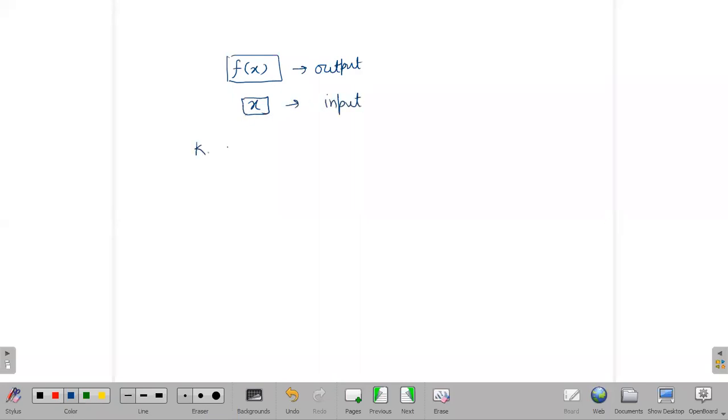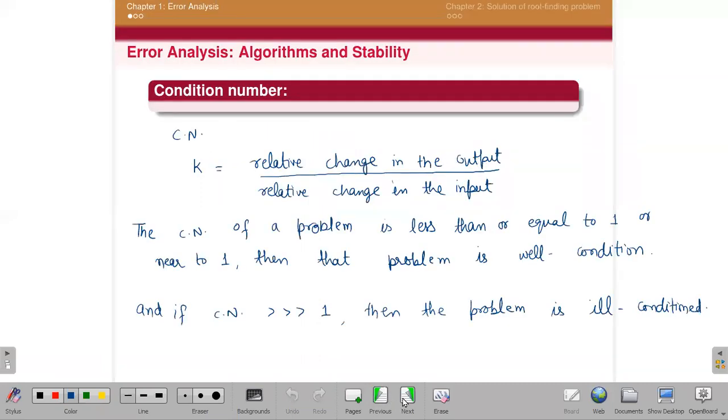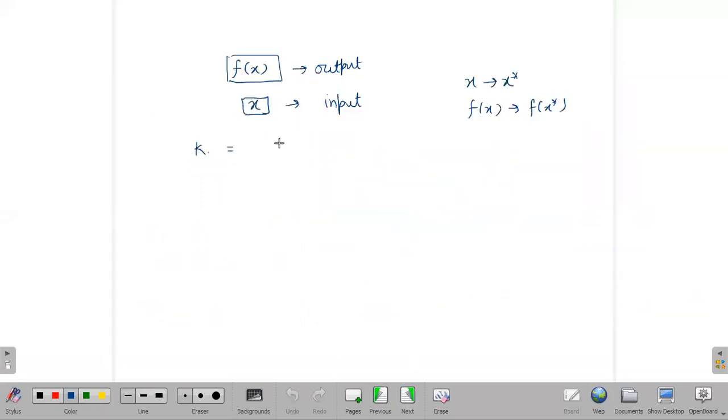So the condition number will be written as follows. Suppose I'm taking a small change, changing x to x star, and then f of x will change to f of x star. That will be a positive or negative change. Now if I write the relative change, meaning the relative error in the output, the output is f of x. So it will be f of x minus f of x star, that is the relative error formula, divided by f of x, the original value.